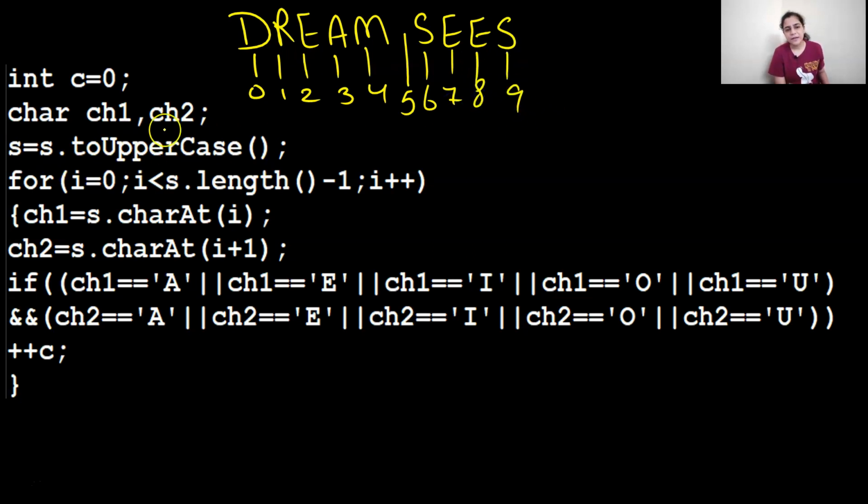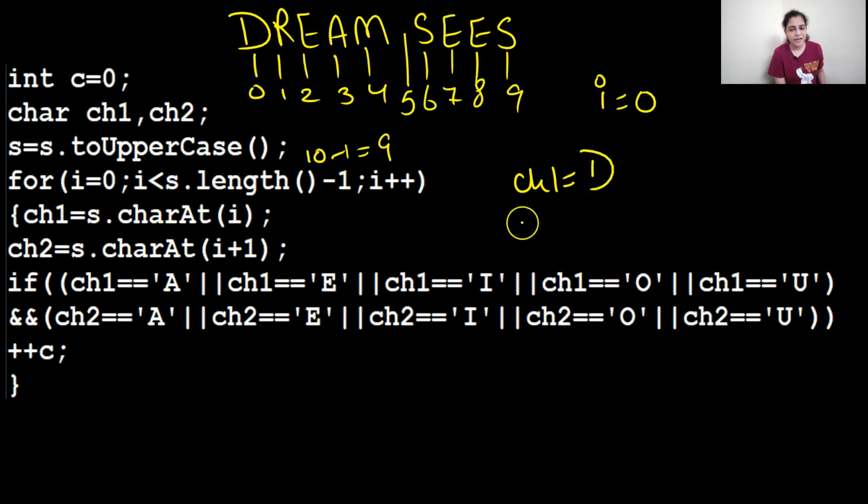S dot toUpperCase, I already converted my string to uppercase. Now my i loop will start. Since i equals 0, it will check that i is less than length minus 1. What's the length? The length is 10. 10 minus 1 gives you 9, so our loop will run while i is less than 9. It will set ch1 equals s dot charAt(i). This means you have to fetch the character at the ith position from string s. What is the value of i? 0. So the character at the 0th position in string s is D.